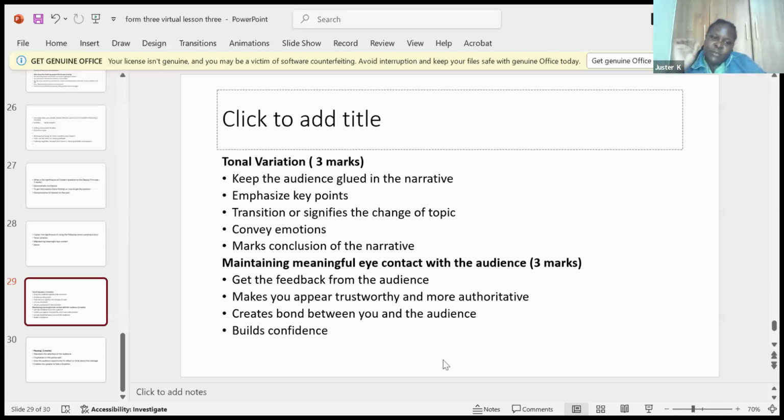Now, the first point of maintaining meaningful eye contact during a performance, and I've given an example, it is during drama festivals. You're performing a poem on, let's say, natural disaster. You have to maintain eye contact with the audience because you're going to get feedback from them. Are they interested in listening to what you're saying? Are they bored? Does it amuse them? So maintaining eye contact helps you to get feedback from the audience. It also makes you appear trustworthy and authoritative.